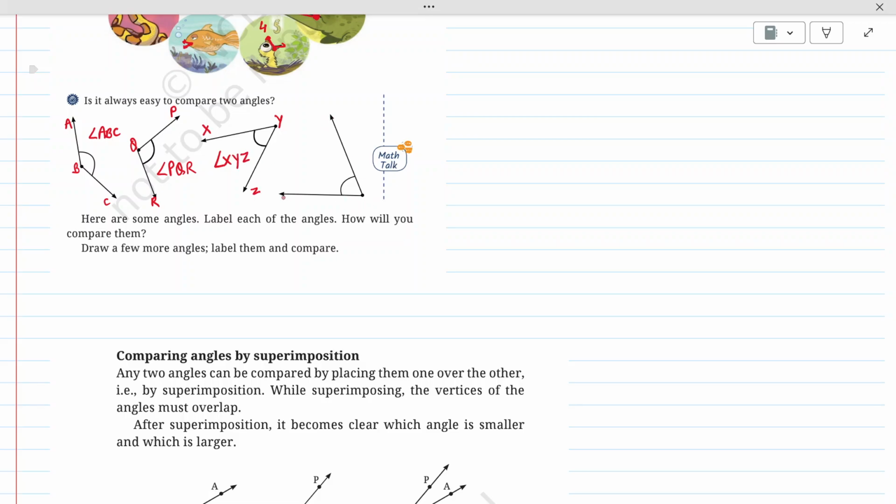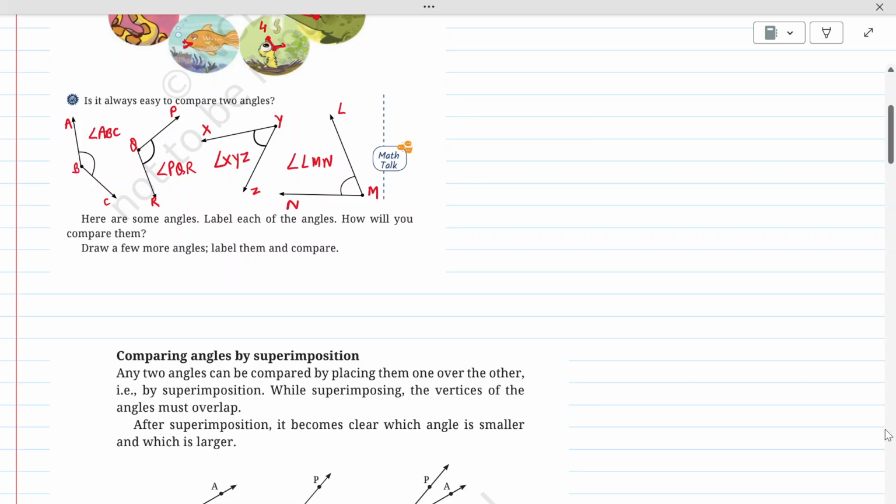Last one is this one. This angle, I am calling L, M and N. And here LM and NM are the two arms and M is the vertex. Okay, and the angle is angle LMN. So these are the four angles we have labeled, and how will you compare them? Further in this chapter, we are going to learn how to compare these angles.